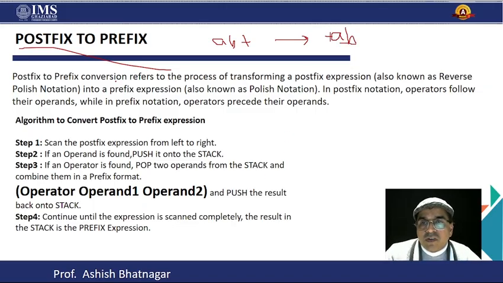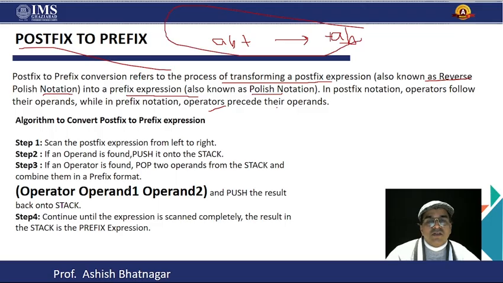Postfix to prefix conversion refers to the process of transforming a postfix expression, also known as reverse Polish notation, into a prefix expression, also known as Polish notation. In postfix notation, the operator follows its operands, while in prefix notation the operator precedes its operands, just like the given example. So what is the algorithm?